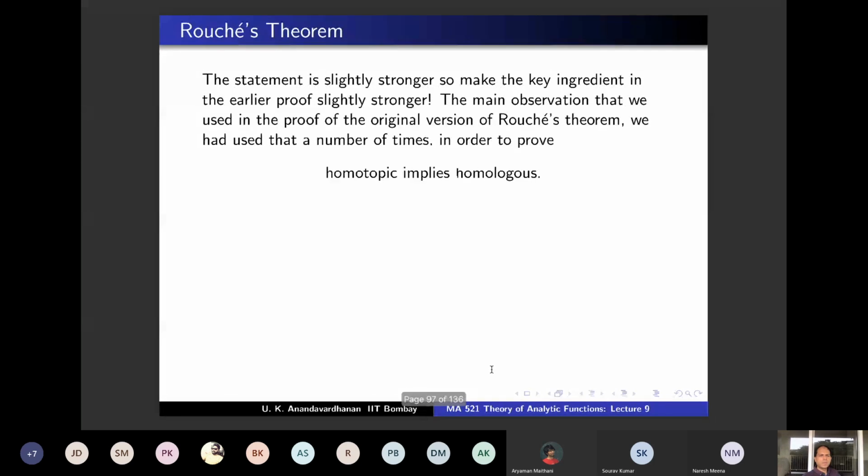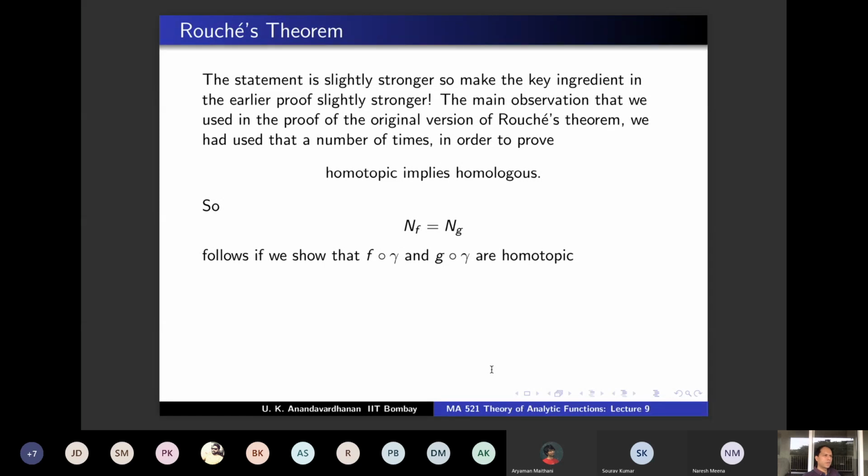So using that many times, we proved homotopic implies homologous. Replace the earlier observation with the stronger observation: homotopic actually implies homologous, and you will get the stronger version of Rouché's theorem. So N_F equal to N_G follows if we show that F compose gamma and G compose gamma are homotopic. This is enough, right? But if you recall, the proof of homotopic implies homologous.